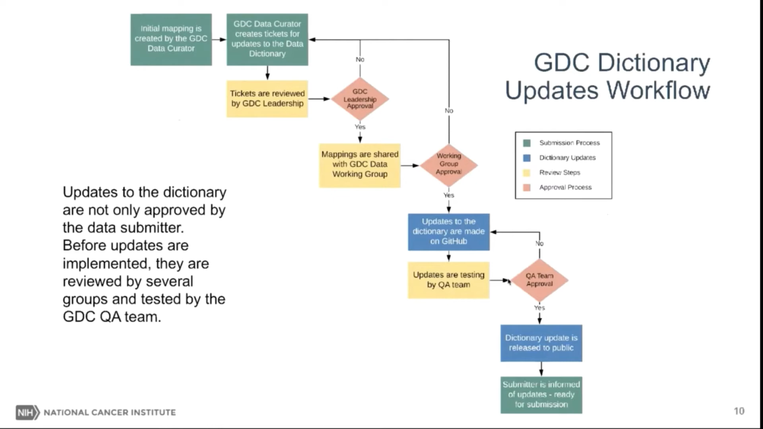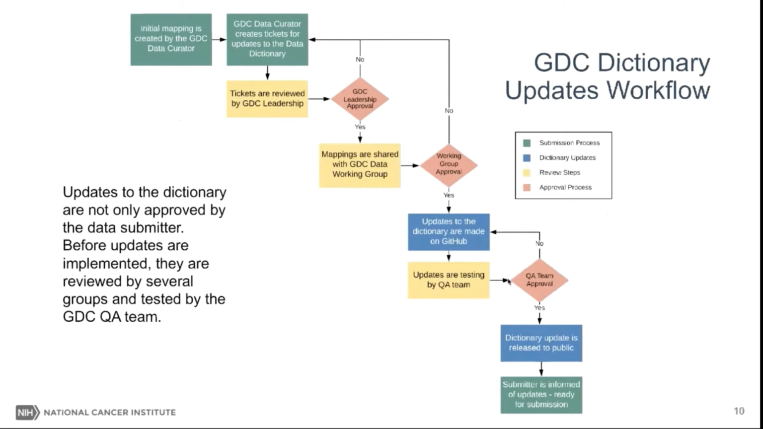Our QA, once it's in GitHub, we review, and all of this is tracked. We use Jira tickets to track all of the updates. Our QA team reviews the updates. Once they make an approval, the dictionary is released to the public, and then submitters are ready to create their final submission forms and files and submit.